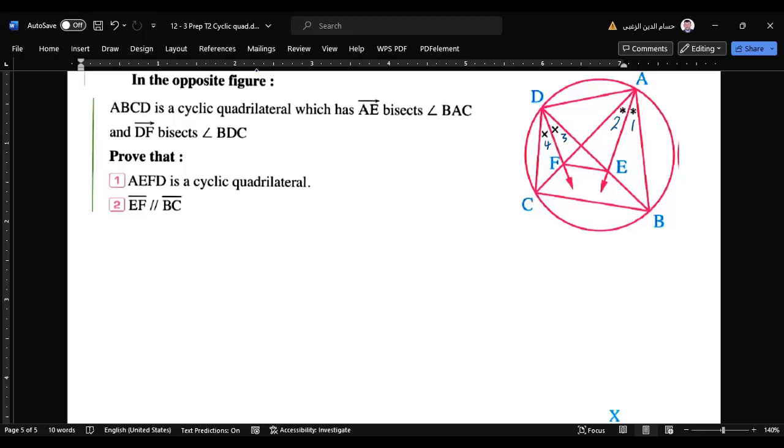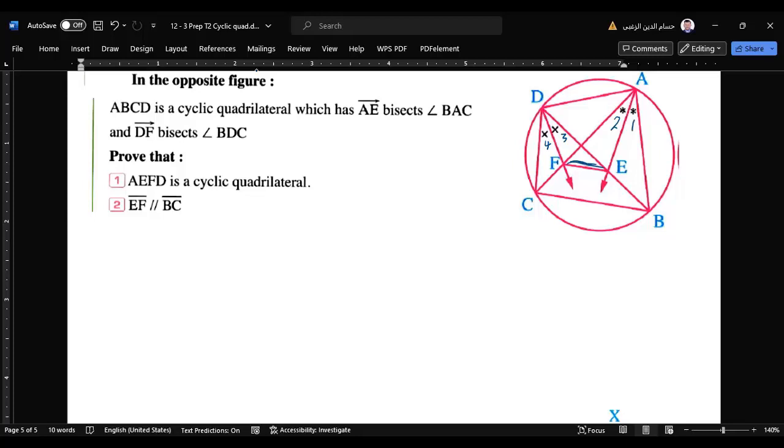So here, since ABCD is a cyclic quad, then the measure of angle BAC equals the measure of angle BDC. Then half angle BAC, which is 2, equals half BDC, which is 3. Then 2 equals 3, and they are subtended by the same base, which is EF. Then AEFD is a cyclic quad because 2 and 3 are equal.